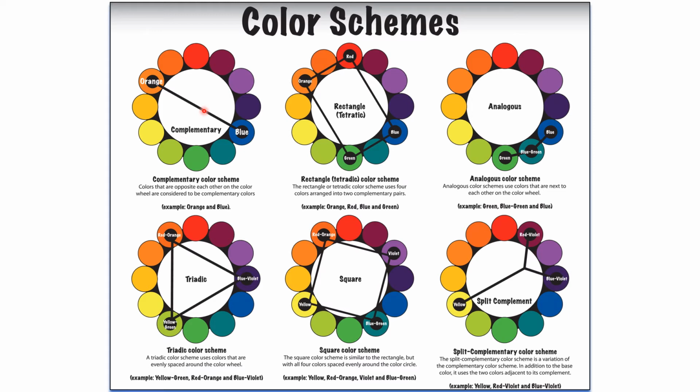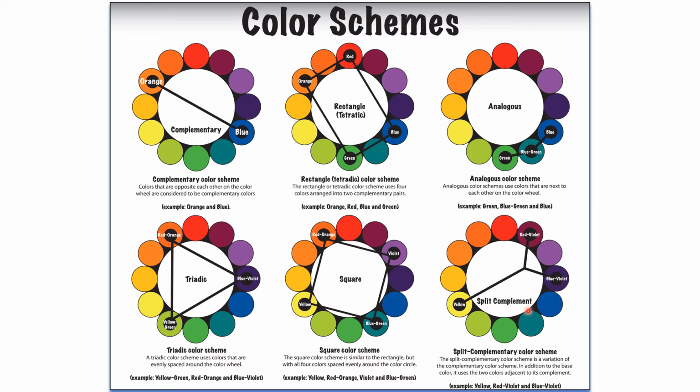We'll begin with the complementary color scheme at the top left, which is pretty straightforward. Two colors opposite each other on the color wheel, in this case orange and blue. They can be any of the colors. Next to that, we have a rectangle color scheme, or more commonly known as a tetradic color scheme, which also deals with complements: two pairs of complementary colors, red, green, and blue, orange, and they form a kind of rectangle when connected.